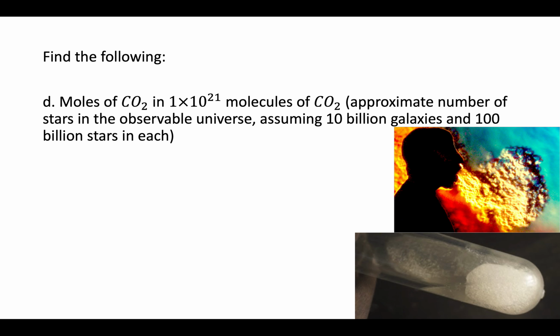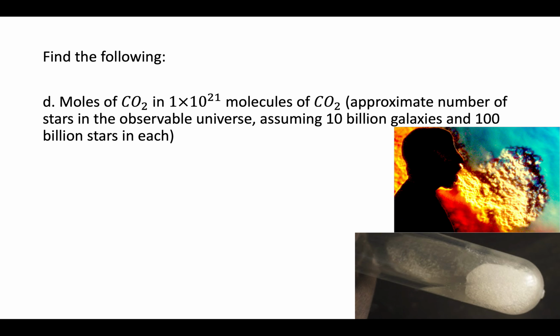This question is asking us to find the moles of carbon dioxide in 1 times 10 to the 21st molecules of carbon dioxide. Now, where's that number coming from, 1 times 10 to the 21st? That's about how many stars there are in the observable universe. So the assumption is that we've got 10 billion galaxies, and in every galaxy there's 100 billion stars. So if that's the case, we'd have around 1 times 10 to the 21st stars in the whole universe that we're living in, that we can observe.